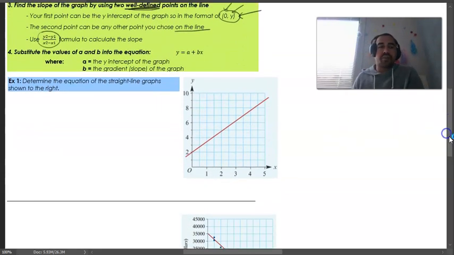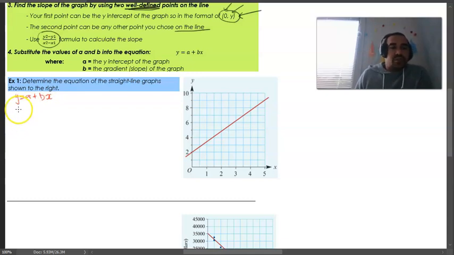So let's have a look. We're going to determine the equation of the straight line graph, or graphs, to the right. There's two of them. So the very first thing is we're going to write this in the format of y is equal to a plus bx. This is what we're looking for, namely a and b. The a is where the y-intercept happens.